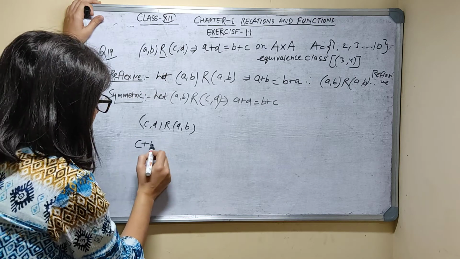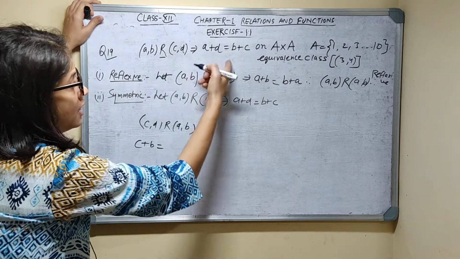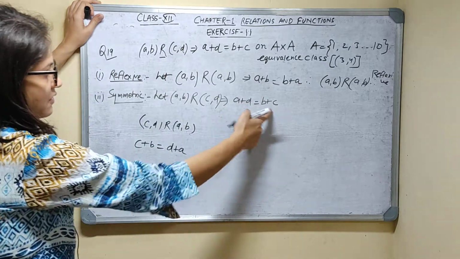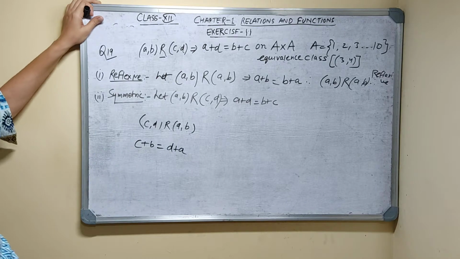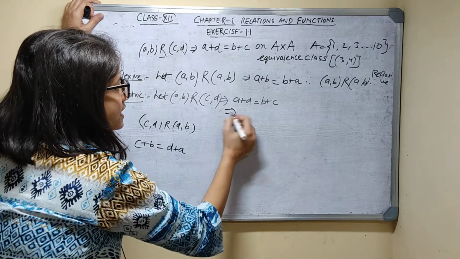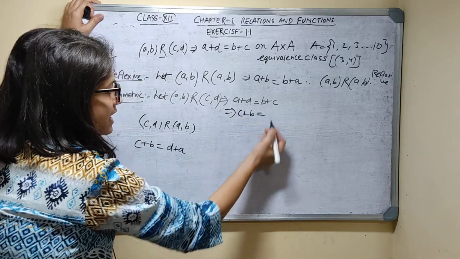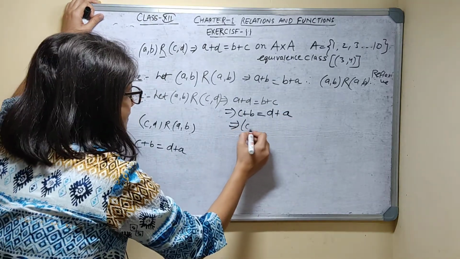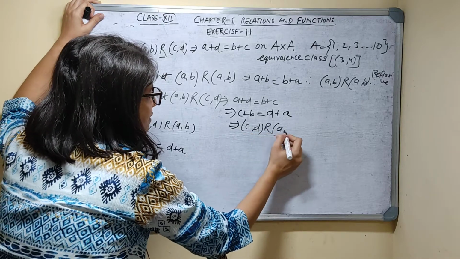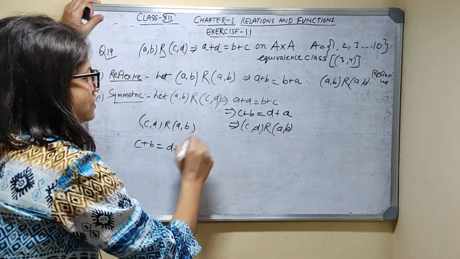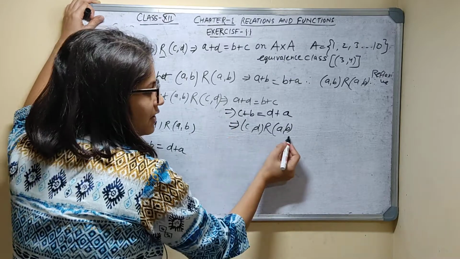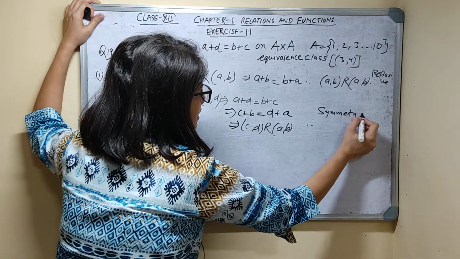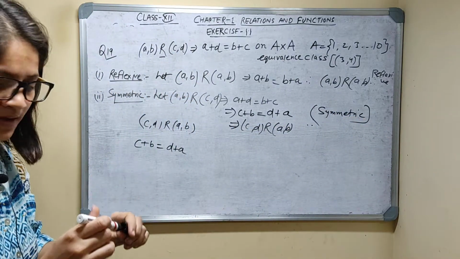If (c, d) is related to (a, b), then according to this relation, c plus b is equal to d plus a. Can I write this, a plus d is equal to b plus c, as c plus b is equal to d plus a? Yes, this I will shift here. So I can say that (c, d) is related to (a, b) also. So (a, b) is related to (c, d) and (c, d) is related to (a, b). So the relation is symmetric. Is it clear?